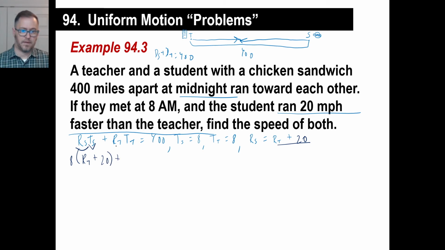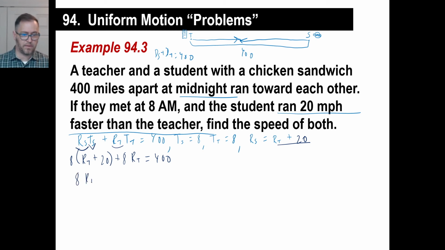All right. The R sub T, I'm not sure what it is, but it's okay. We have that as our other variable, so we got it. So R sub T is there. The time of the teacher we also know is 8. The whole thing, excuse me, is 400. All right, well, let's multiply.